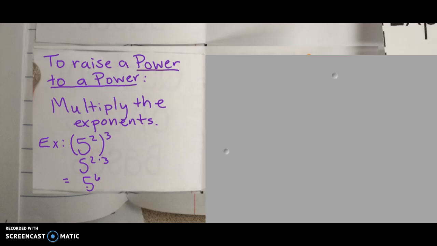So to raise a power to a power, you're going to multiply the exponents, and you can see it right here that you have an example, 5 to the second power to the third power. So there's a power to a power because it's already 5 to the second. We're going to take it to the third. And the way that works is you actually multiply the exponents. So this would be 5 to the second times 3, which is 5 to the sixth.